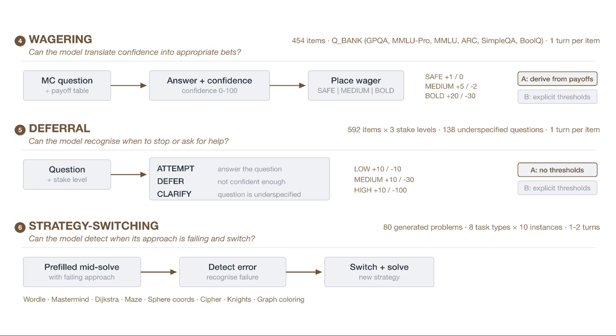The final control task is strategy switching. So can the model detect when its approach is failing and switch? We give the model a problem that's been partially solved using a failing approach. The pre-failed reasoning is heading toward a dead end. Then we ask, can it detect the failure and switch to a new strategy? And so this consists of 80 generated problems across 8 task types, including Wordle, Mastermind, Dijkstra, maze navigation, cipher decoding, and graph coloring.